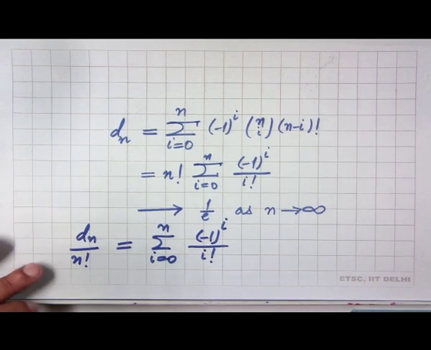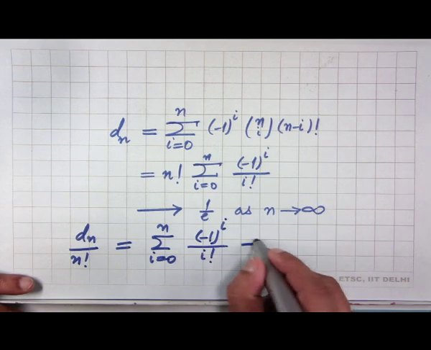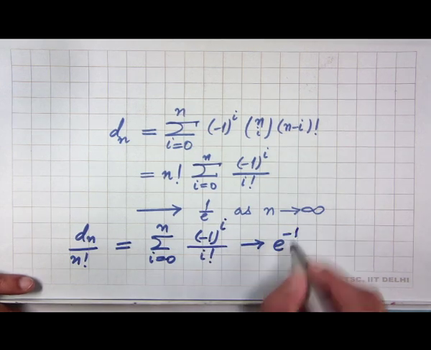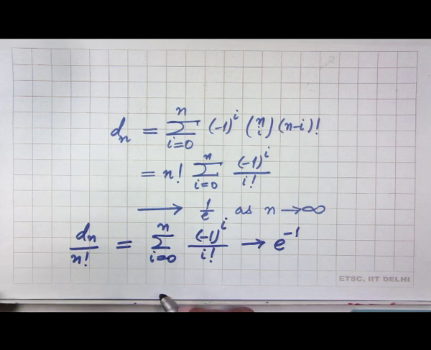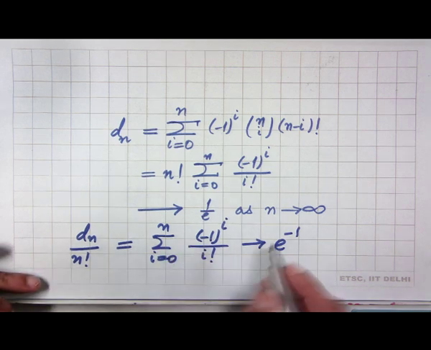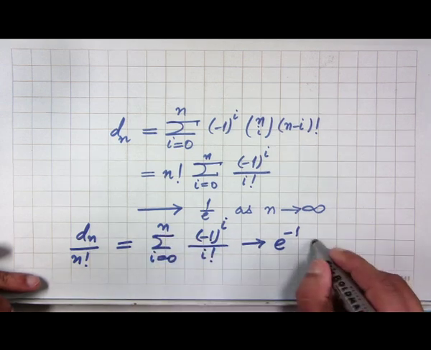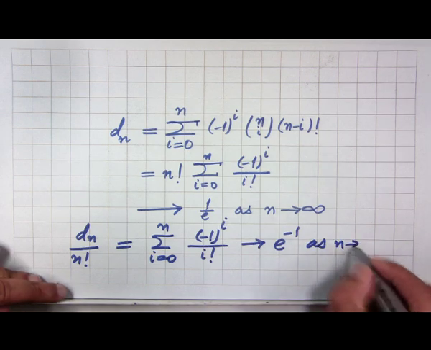You would recognize this to tend to e to the power of minus 1. You will recognize the expansion of e to the power of x, which is sigma x to the power of n by n factorial, n from 0 to infinity, or i from 0 to infinity, x to the power of i by i factorial. And now if you take the limit as n tends to infinity, this is just 1 by e. So this is what it tends to as n goes to infinity.